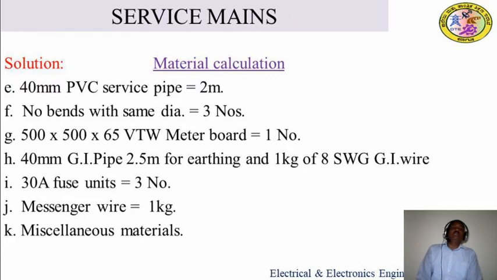Next, 30 amps fuse unit. Here 3 numbers are required. For each phase we have to use 1 fuse. Therefore we have to record 3 numbers.